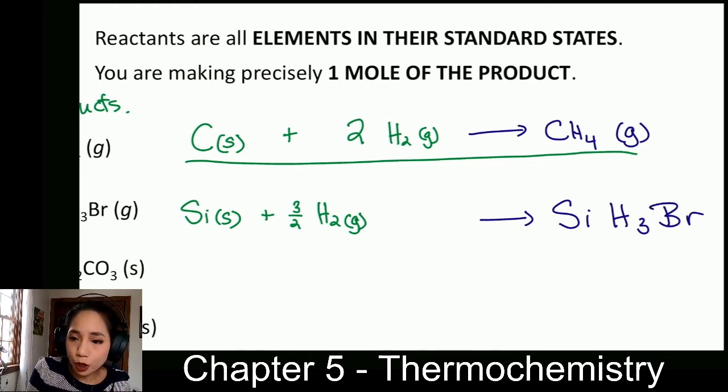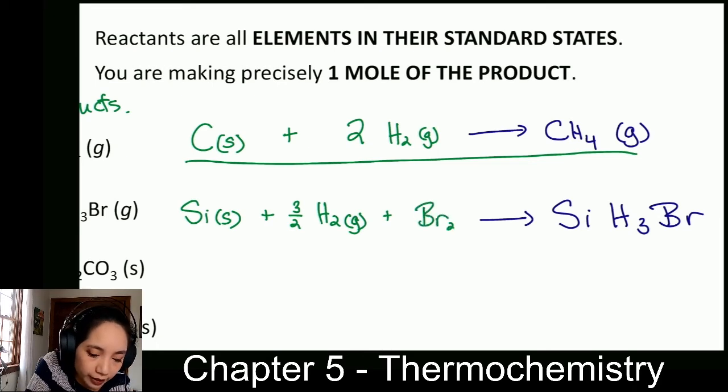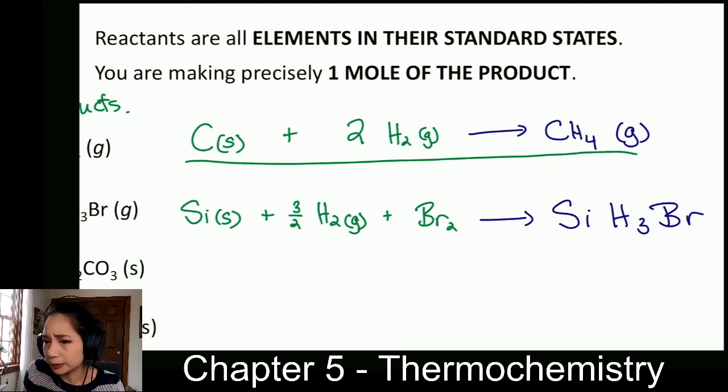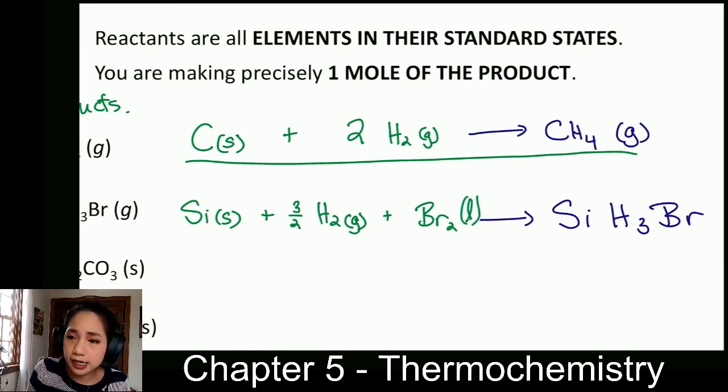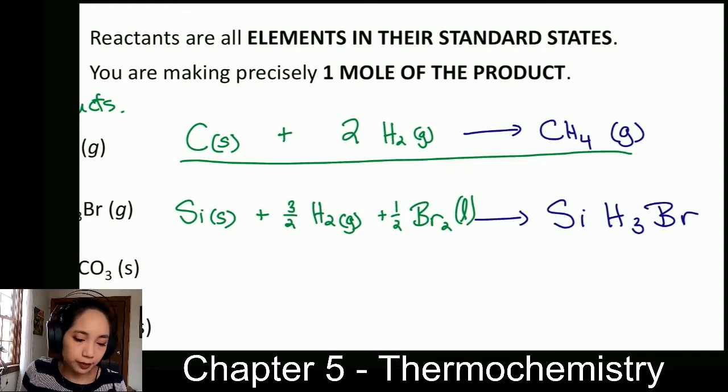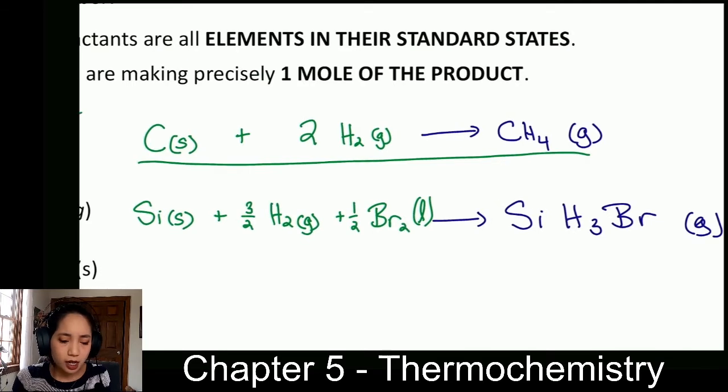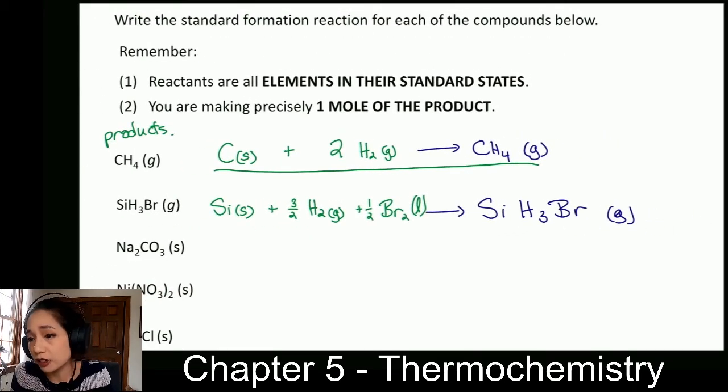And then lastly, it's bromine. So bromine in its standard state is a diatomic, so it's Br2 gas. Or sorry, it's not a gas, it's a liquid. So bromine is like an exception to the halogens. It exists as a liquid in its standard state. And what's the coefficient? So we only want 1 bromine atom in our product, so I'm going to put a 1/2 in front of it. All right. So we're essentially just building 1 mole of these products from their elements in their standard state with the correct coefficients to make 1 mole of that product.